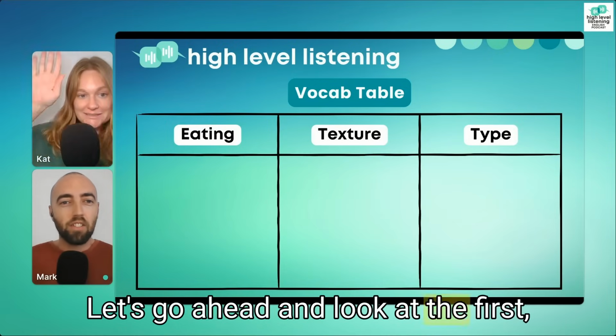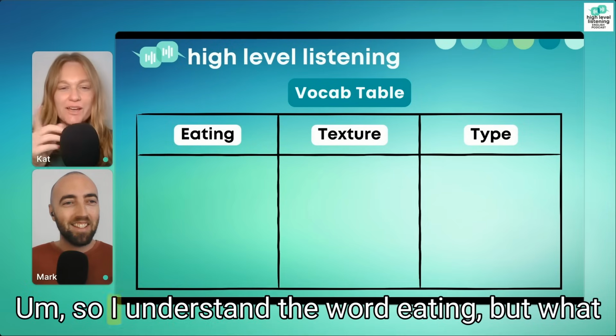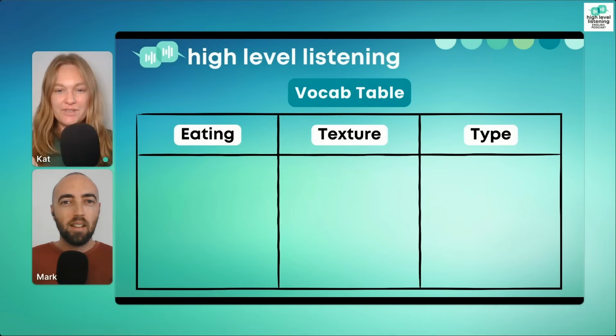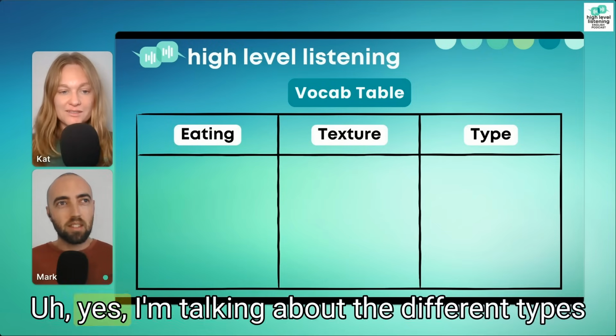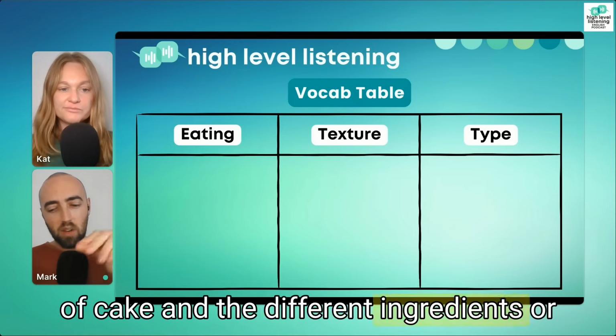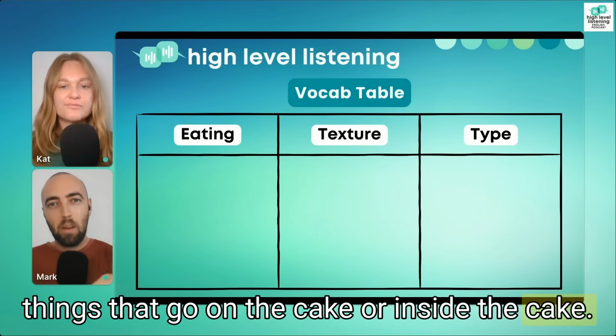Let's go ahead and look at the first. Oh, yes, sorry. Do you have a question? So I understand the word eating, but what is texture and what do you mean by type? Type of cake? Yes, I'm talking about the different types of cake and the different ingredients or things that go on the cake or inside the cake. Okay.